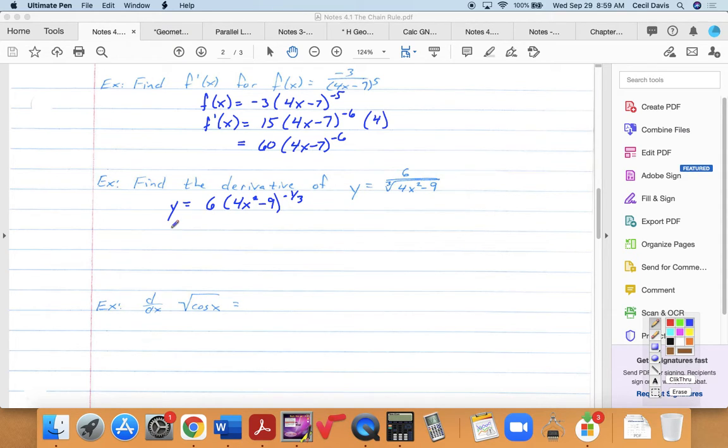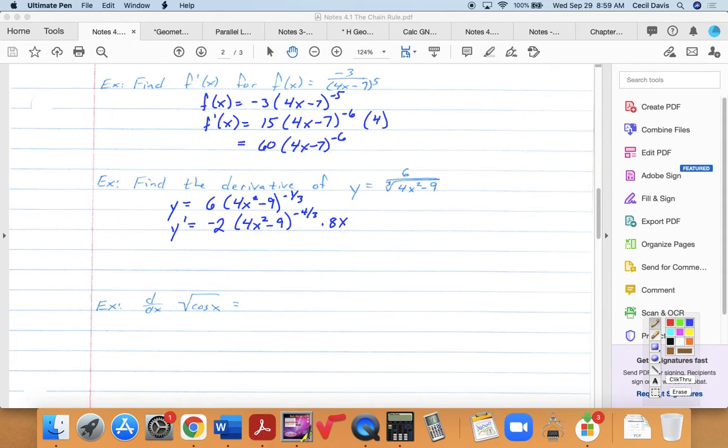So then the derivative, y prime: I'll multiply the 6 times the negative 1/3, and that'll be negative 2, times 4x squared minus 9 to the negative 4/3 power. Where'd you get the negative 4? Because negative 1/3 minus 1 is negative 4/3. Times the derivative of the inside part, which is 8x.